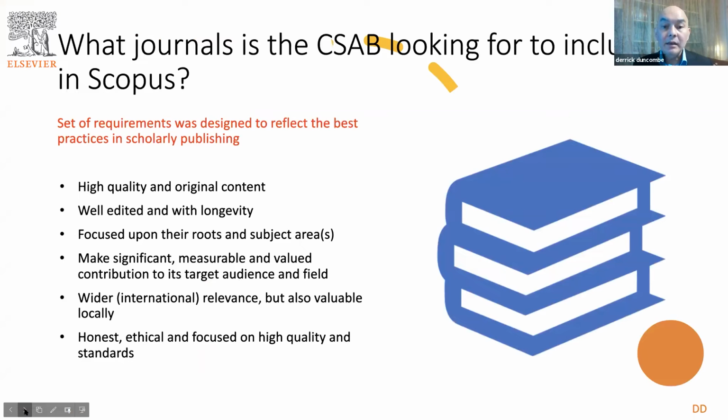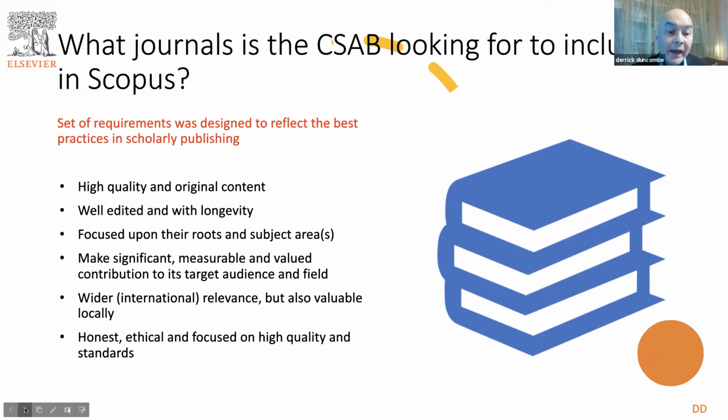So what exactly is the CSAB looking for before they consider a journal for inclusion in Scopus? You can look at it here, I've listed it down. Like Sander mentioned earlier, it's based on high quality content, and most importantly, is it original? Do you actually build upon existing literature? Is it well edited? Is there longevity? Is it focused on its roots and subject areas? Later on, we'll elaborate a little more about that. And does it make a significant, measurable, valued contribution to the target audience and field?